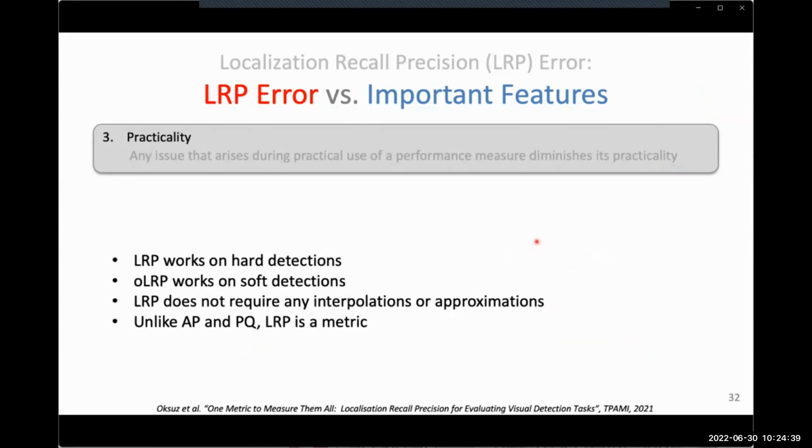If you look at the practicality feature, we showed in our paper that LRP error can be used for hard detections and soft detections. LRP error does not require any interpolation or approximation. And unlike average precision and panoptic quality, LRP error is a metric. Therefore, we can say that LRP error is actually practical. It does not have any practical issues in practice.